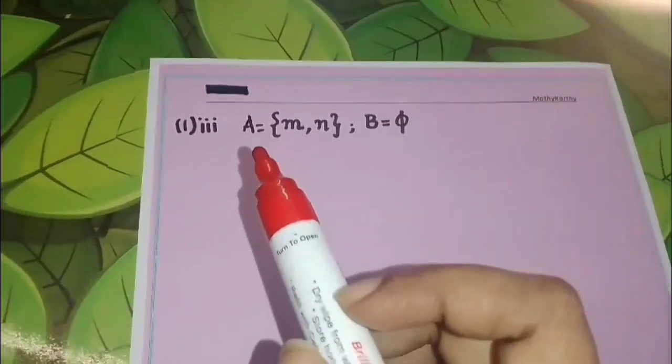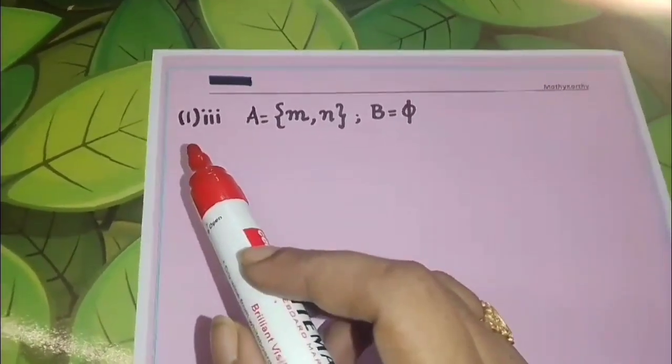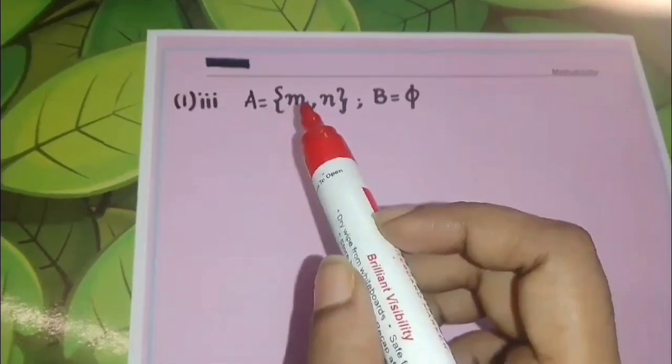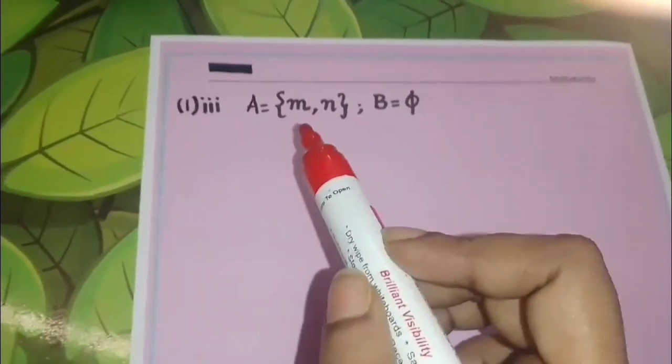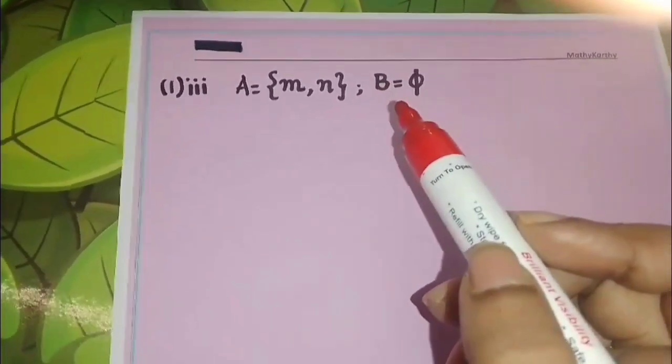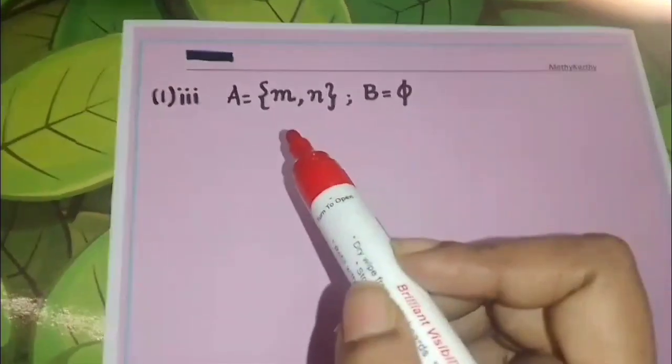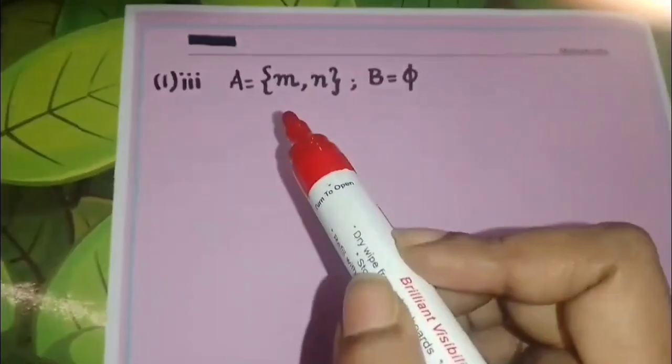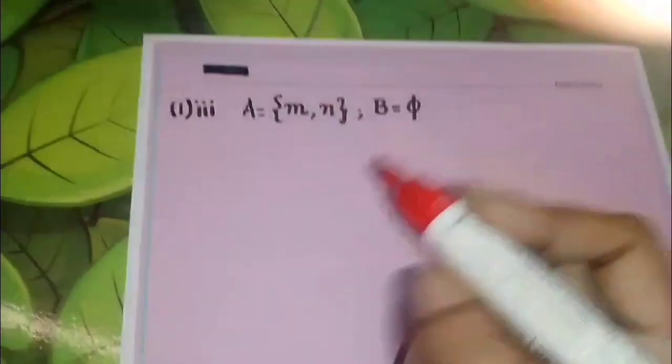Now we are going for the third subdivision of our first sum. Here the set A is given to contain elements M and N. But what is set B? It contains no element at all. It is an empty set. This is yet another interesting problem. Let's go on to the problem and find the Cartesian product.